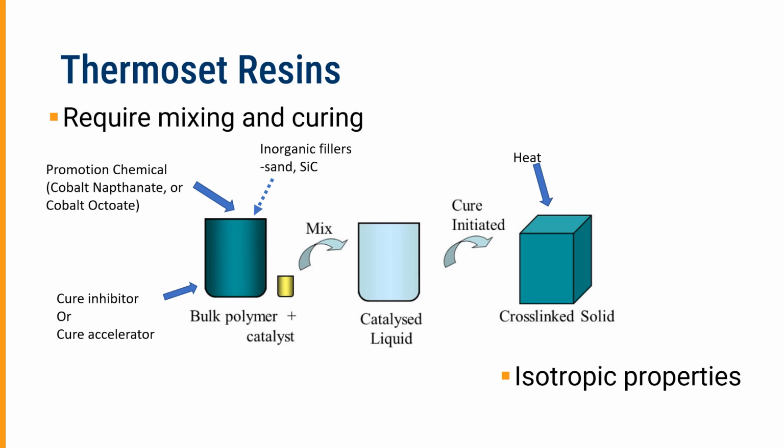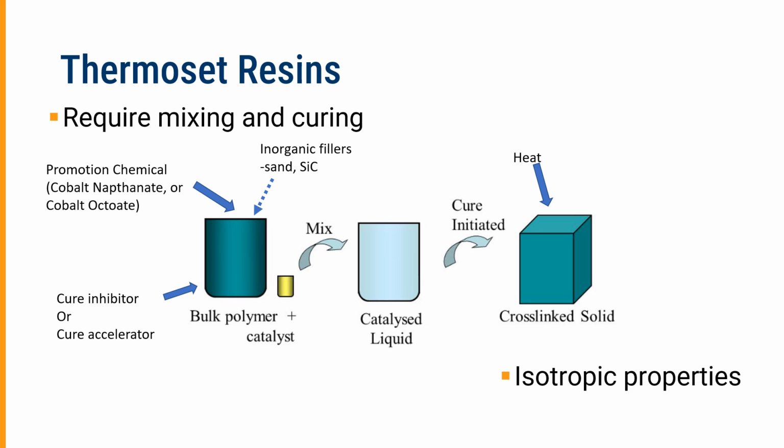Thermoset resins require mixing and curing. So we start with a bulk polymer or bulk resin. We add a catalyst, mix it. Now we have a liquid that is ready to cure. And in fact, for room temperature cure components, the curing starts relatively soon after the catalyst is added. Sometimes they add inhibitors and chemicals to slow it down a little bit.